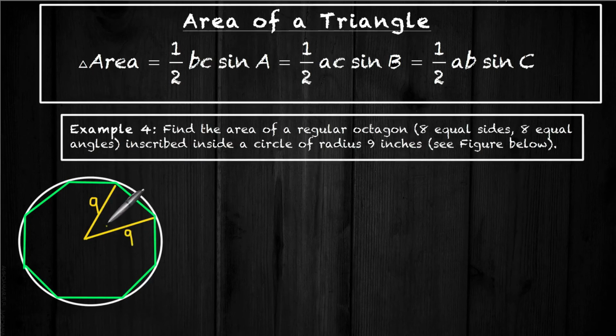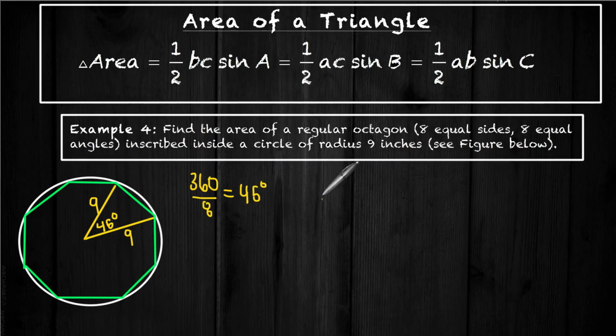Well, if there's 8 equal angles, and we know that an entire circle has 360 degrees, then all you really need to do is divide 360 by 8, and you'll get 45 degrees. And so this triangle has a 45-degree angle inside. So once again, we have a side angle side triangle. We can use our new formula for the area of a triangle.